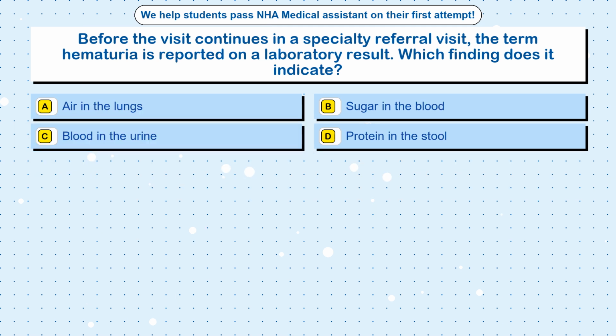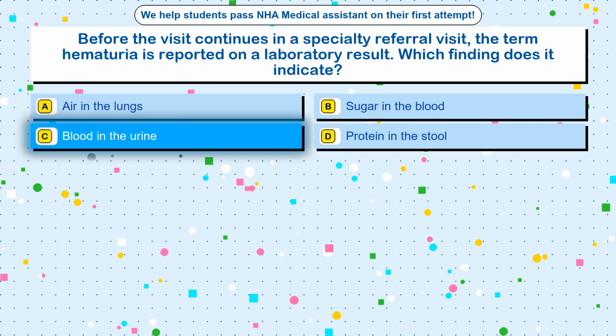Question 96. Before the visit continues in a specialty referral visit, the term hematuria is reported on a laboratory result. Which finding does it indicate? Option A, air in the lungs. Option B, sugar in the blood. Option C, blood in the urine. Option D, protein in the stool.